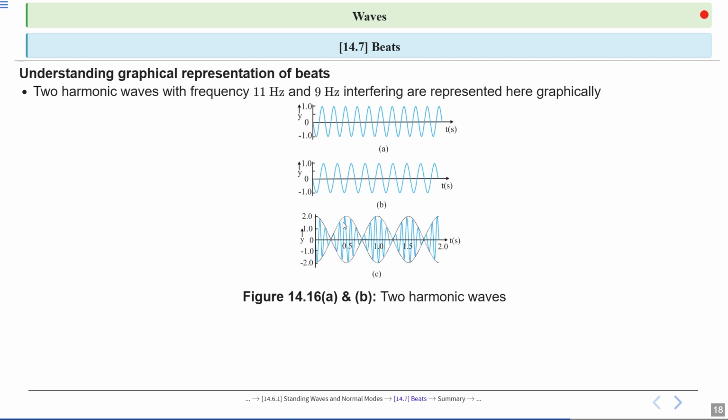Now, when two harmonic waves with frequencies of 11 Hz and 9 Hz interfere, they create a resulting wave pattern. This interference can produce beats, which are periodic variations in amplitude. This phenomenon is shown in figure 14.16a and b, illustrating how the waves combine and cancel out over time. So here we have three figures: 14.16a, 14.16b and c.